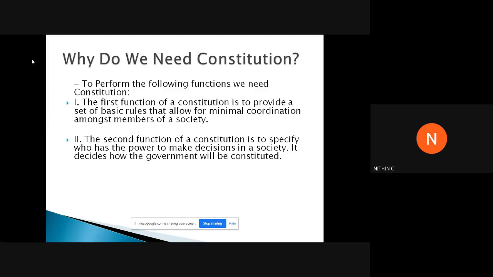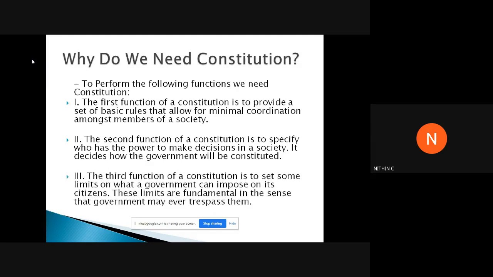The first function is that it should provide a set of basic rules based on which the members of a society should function. The second function is that it should specify who has the power to make decisions. The third function of a constitution is to set some limits on what a government can impose on its citizens. These limits are fundamental in the sense that the government may never trespass them.